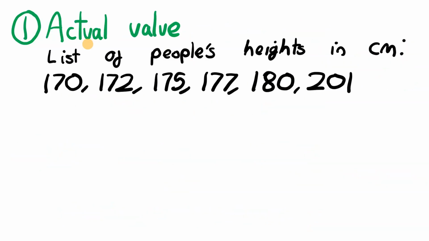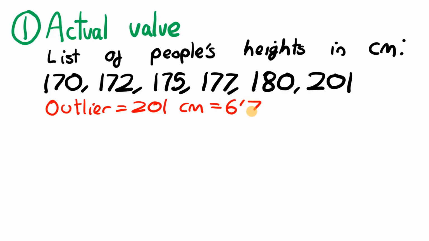Now, if you have an outlier, there are two possibilities for what it could be, okay? So firstly, it could be an actual value in the data. So for example, let's say that we have a list of people's heights in centimeters, and we have these values here, and then using one of the methods that we talked about before, let's say that we identified this value here, 201 centimeters, as an outlier. Now, in feet, 201 centimeters is 6'7", and this could be a genuine value in the data. Someone actually could be 6'7". It's just a very tall person. But in this data here, this is an outlier in the data, okay, although it is a genuine value.